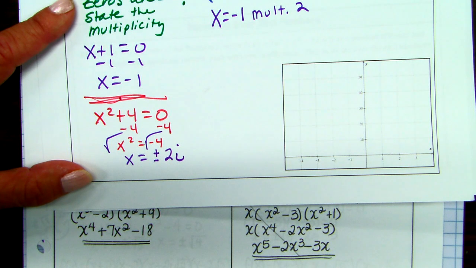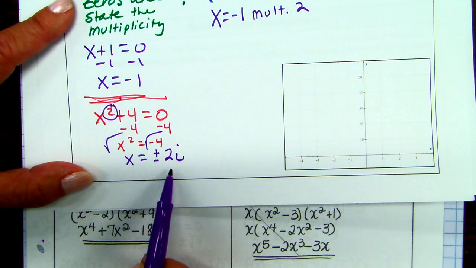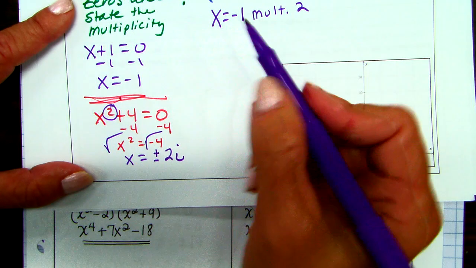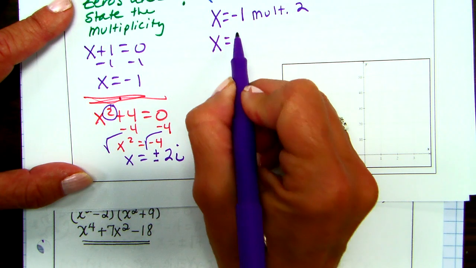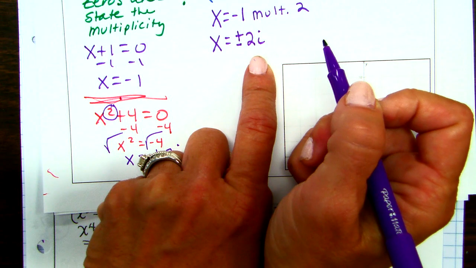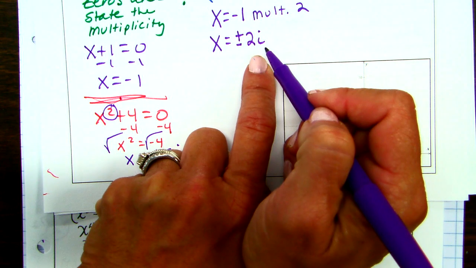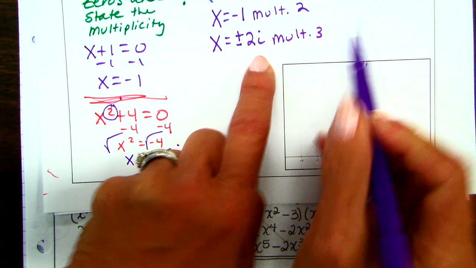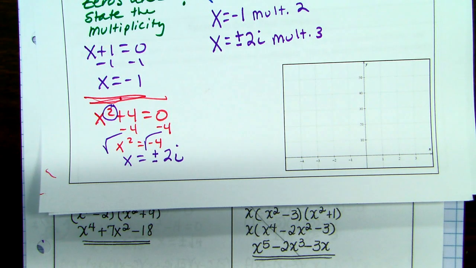Remember, if you're a degree 2, you're going to get 2 solutions. And we did, by getting a plus or minus. So you could write them separately, or you could keep them together, either way. But that's really 2 solutions, right? How many of each of these do we have? 3. So this is a multiplicity of 3. So that's actually a total of 6, right? We have 2i, 2i, 2i, negative 2i, negative 2i, negative 2i. Shortcut way of writing it.